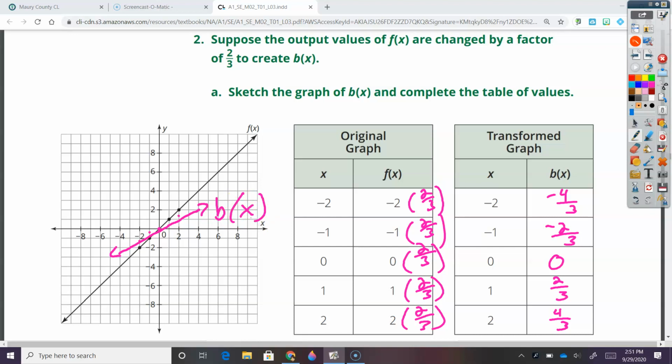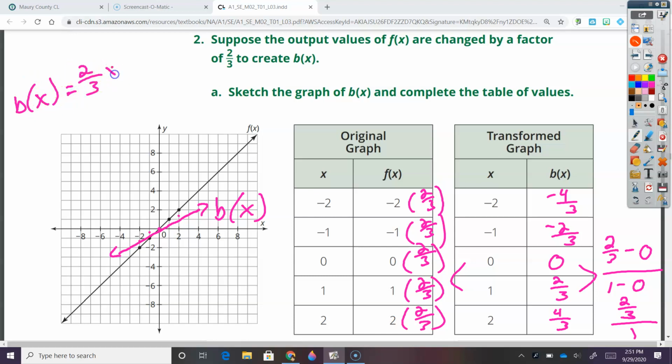Part B, it says identify the slope and the y-intercept of b of x, then write the equation. So my slope here, let's say I take these two, 2/3 minus 0 over 1 minus 0. So that'll be 2/3 divided by 1, which will be 2/3. And then my y-intercept still stays 0. So b of x equals 2/3 x. And my y-intercept would still be 0.